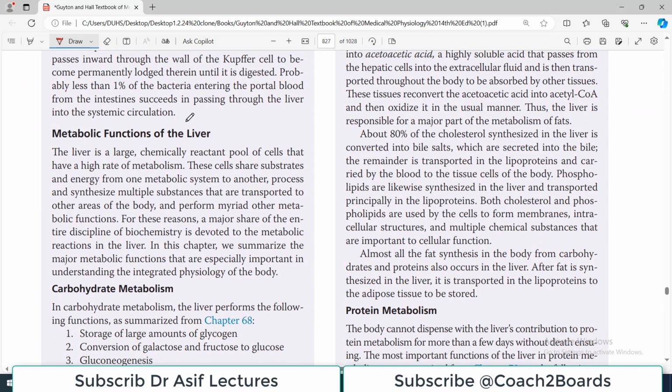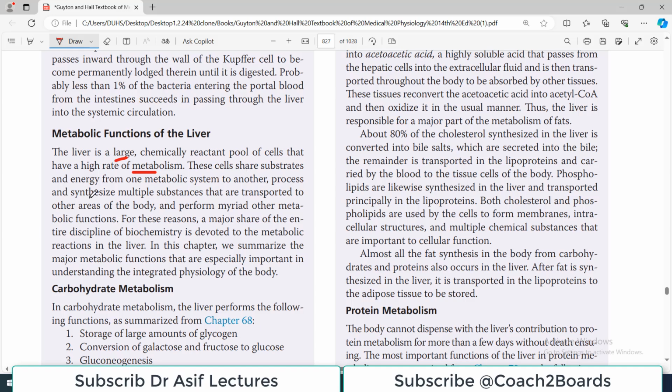Now, when we talk about the metabolic functions, there are so many. So carbohydrate, protein, lipids, all these things किसी न किसी एंगल पर इनका मेटाबॉलिज्म एसोसिएटेड है लिवर के साथ. Liver is a large chemically reactant pool of cells, very chemically active cells that have a high rate of metabolism.